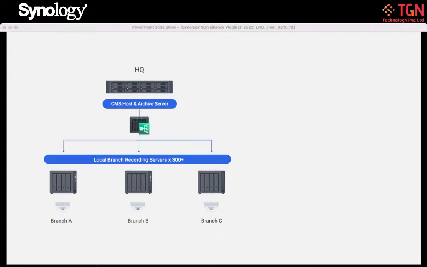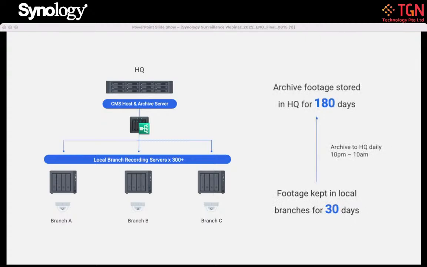So over here for this case study, what happens is the first 30 days footage is kept in the local retail shop, and every night during off-peak hours, from 10 to 10, it is being backed up and archived to the HQ to be stored for up to 180 days. So you can run the archive functionality in Surveillance Station to dictate how many days of video you want to keep. It's as simple as that. It's just clicking of the mouse and inputting the information that you need.